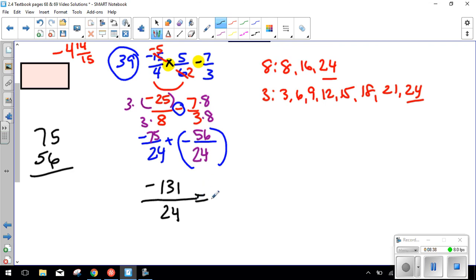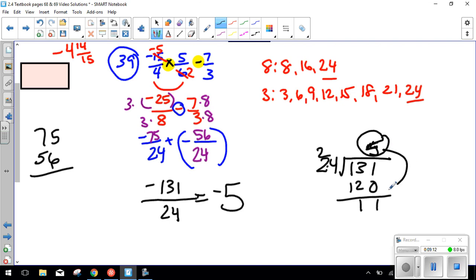So now I'm going to take this number and I'm going to convert it to a mixed number. Remember, this negative is going to come along, so I'm going to put that right here. Take 24 and see how many times we go into 131. I get 5 times. I find where I left my work. All right, so 5 times 4 is 20. 5 times 2 is 10, and 2 is 12. With the 11 left over. So my final answer is -5 with 11 left over out of 24.